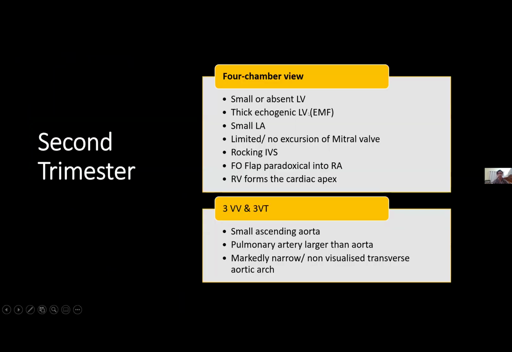The key second trimester findings of HLHS include a small or absent left ventricle, endocardial fibroelastosis, hypoplastic left atrium, a restricted mitral valve motion, and the rocking interventricular septum, the foramen ovale flap paradoxical into the right atrium. The right ventricle forms the cardiac apex. On 3-vessel view and 3-vessel trachea view, there can be small ascending aorta, pulmonary artery larger than the aorta, a markedly narrow or non-visualized transverse aortic arch.